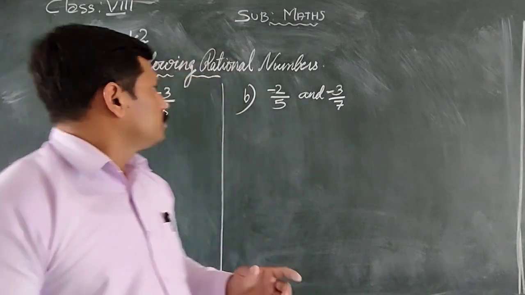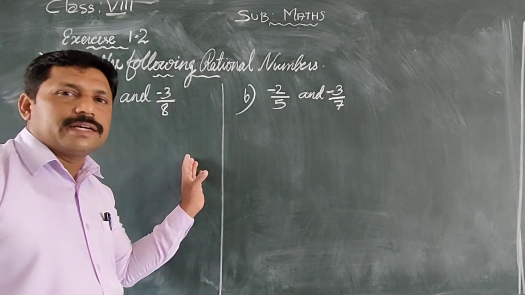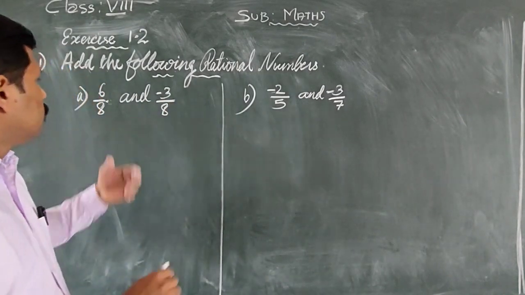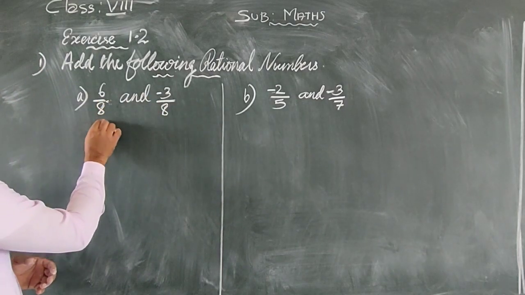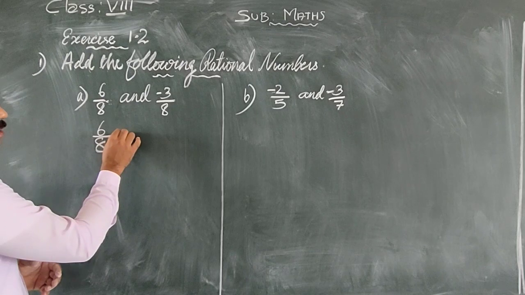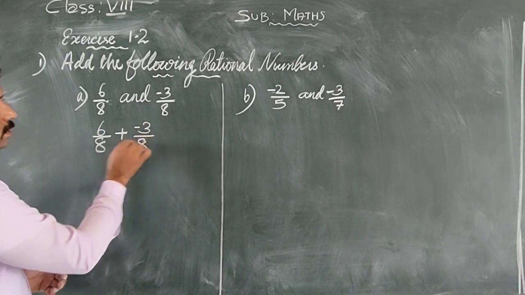The first question is, add the following rational numbers. You have studied how to add the following rational numbers. First of all, we go to the first question, question A. 6 upon 8 plus negative 3 upon 8.